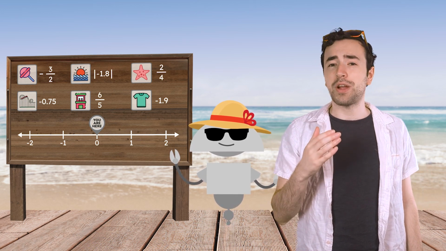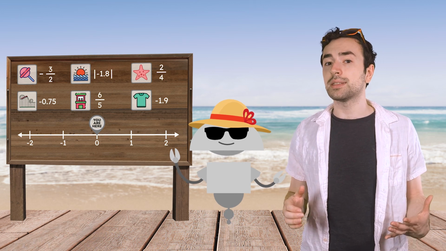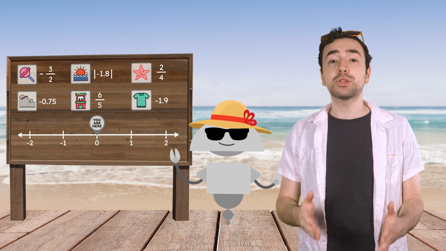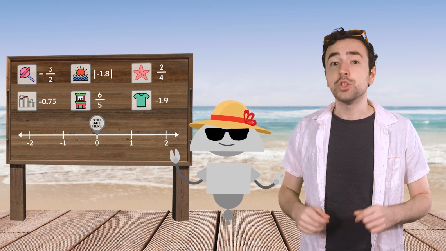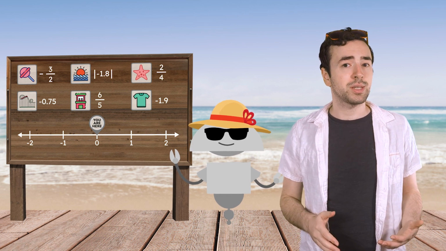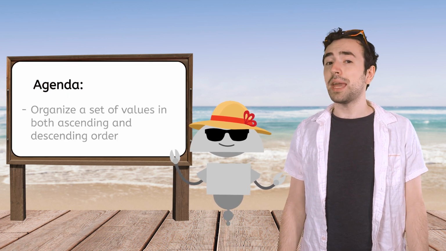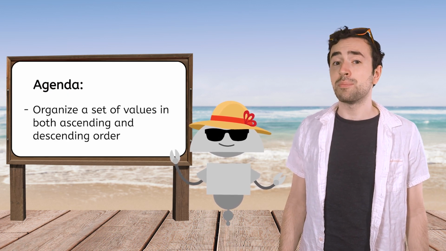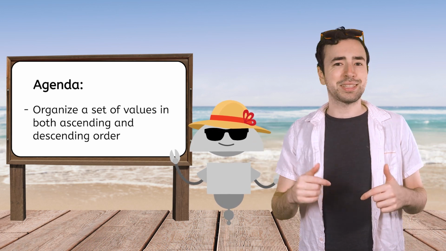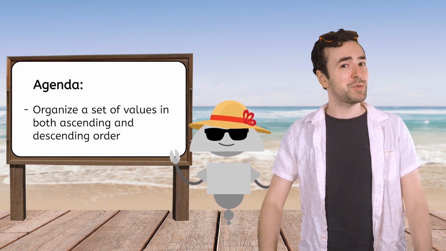Today, we're going to put together everything we've learned about number lines, rational numbers, absolute value, and inequalities to order a set of numbers. By the end of this lesson, you'll be able to organize a set of values in both ascending and descending order. Let's get into it.